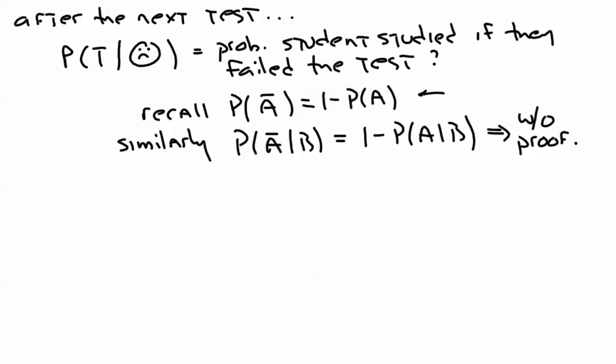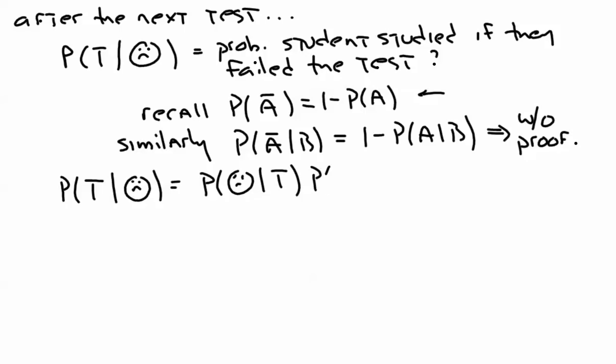All right, so let's do the math then. The probability that little Johnny studied, given that he failed the test, is the probability that he failed given that he studied, times the probability that he studied, divided by my statement of total probability. That's a frowning face.